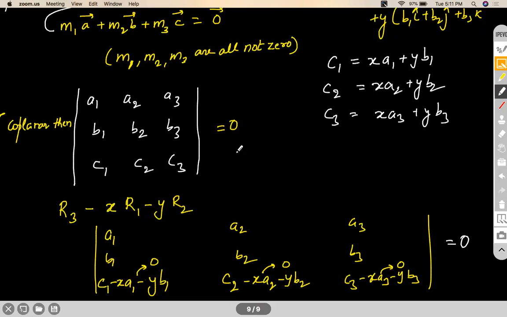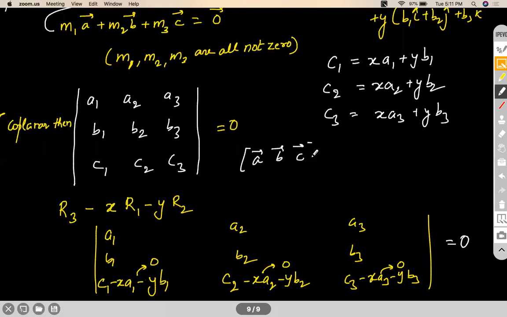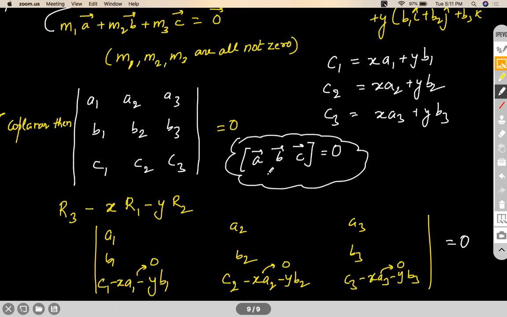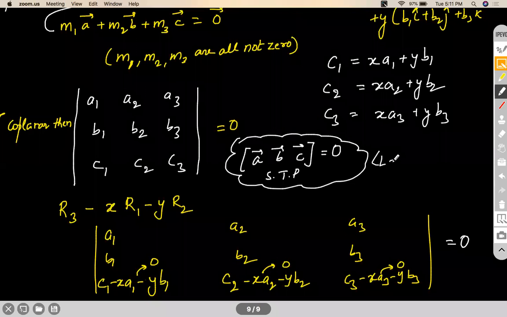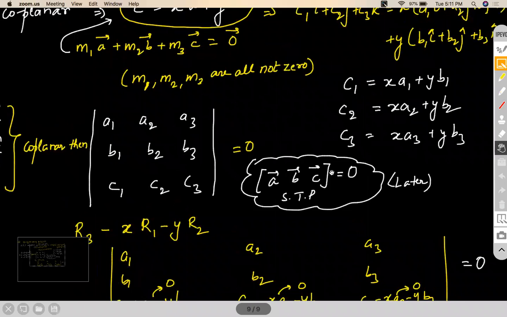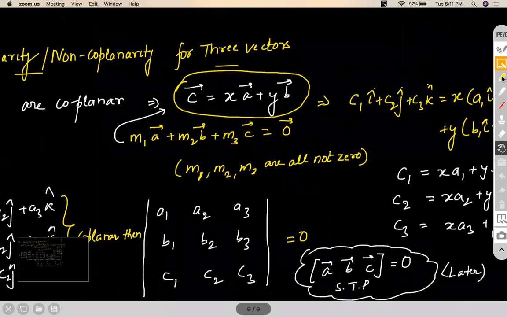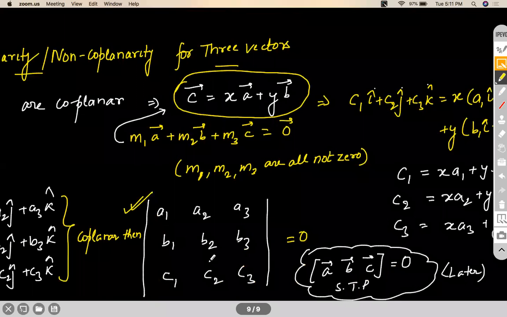Which I'm sure you would have learned in your school as the scalar triple product of A, B, C will become 0. This is called the scalar triple product. Have you done scalar triple product in school? No, sir. Oh, then you'll not understand this. Okay, ignore this. We'll talk about it later. Okay. So many people, when they are asked this question, are these three vectors coplanar? Then they take this approach and check whether the determinant coming out from here will be 0 or not.